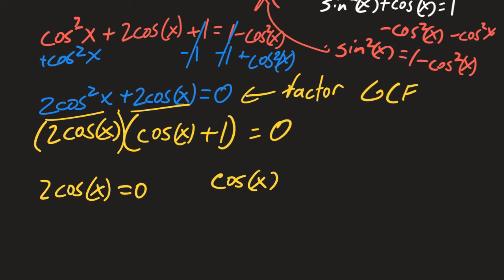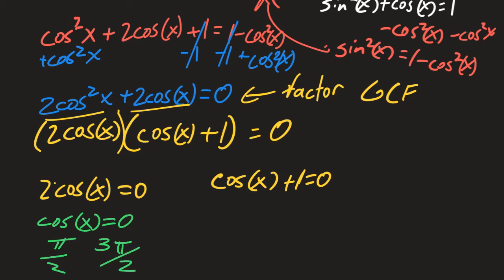Cosine x plus 1 equals 0. And I'm going to go ahead and divide that 2 to the other side, and I'm just going to get that cosine x equals 0. And this one's pretty simple. We know that cosine is 0 at pi over 2 and at 3 pi over 2.